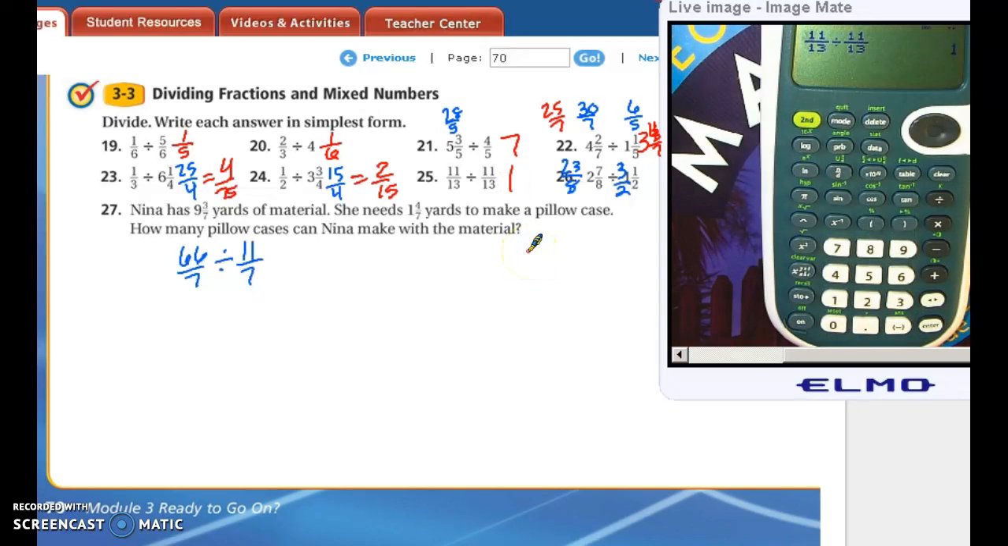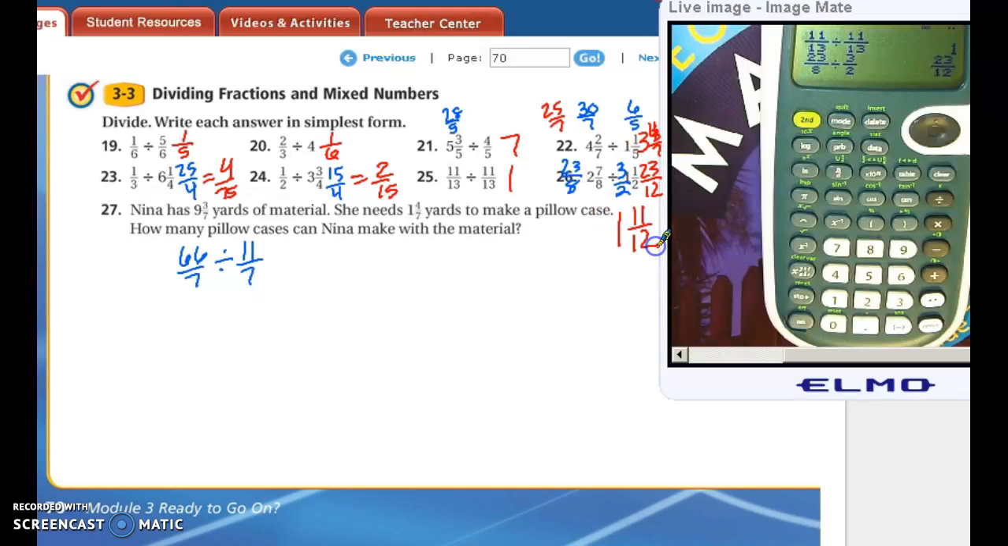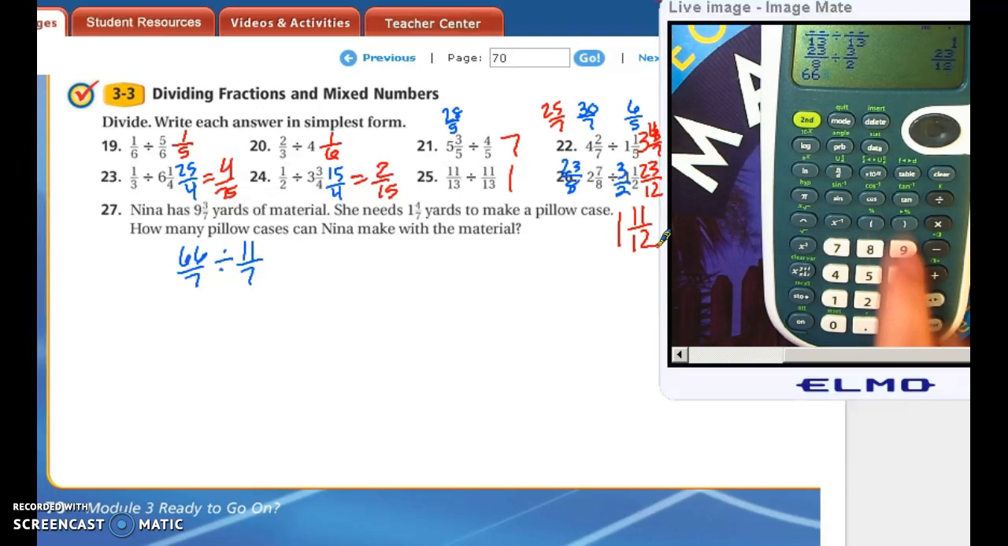For 26, we have 23 over 8 divided by 3 over 2. That is 23 over 12. Which is 1 and 11 over 12. For 27, Nina has 9 3/7 yards of material. She needs 1 4/7, so we divide. And that will give you 6 pillowcases.